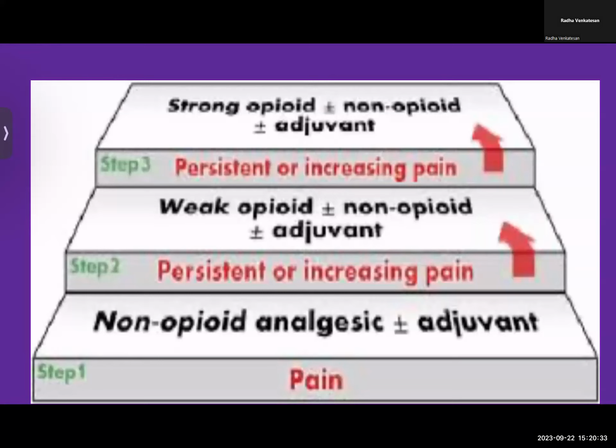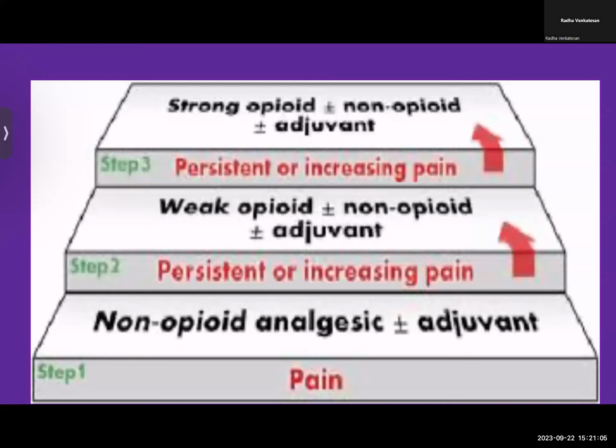I am going to repeat once again. You have step 1, step 2, step 3. These steps are divided based on the intensity of pain, which we will see in the coming slides. So step 1 is non-opioid analgesics plus or minus adjuvant. We will see what an adjuvant is during the course of the session. Next, step 2 is weak opioid, plus or minus non-opioid, plus or minus adjuvant. So step 1 and step 2 can be combined.